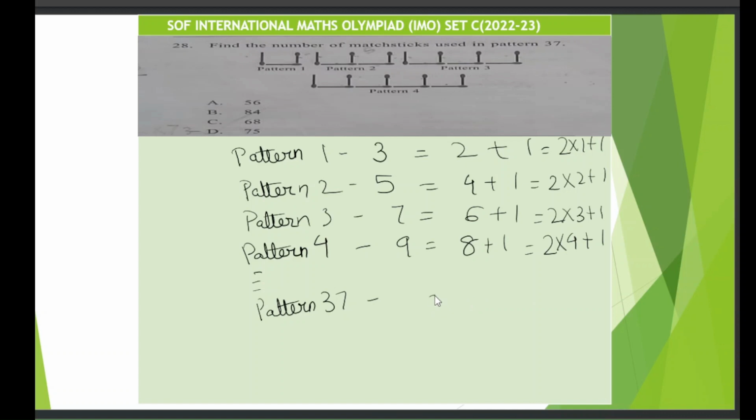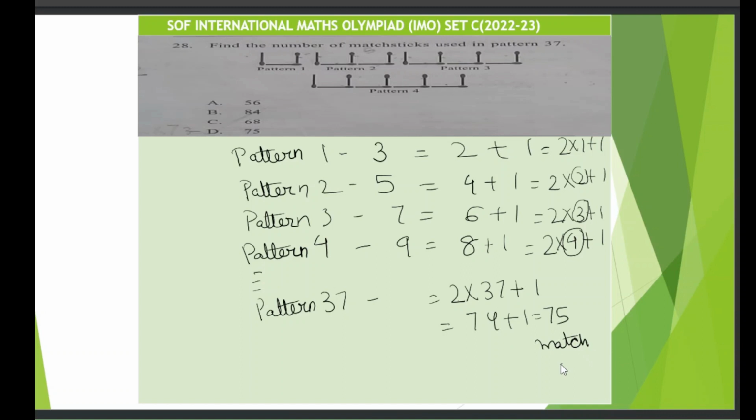So for that, it will be 2 into 37 plus 1, right? Because see, pattern 3 has got 2 into 3 plus 1, 3 for pattern 3. Pattern 4 has got 2 into 4. The common point is that for 4, we are multiplying 2 with 4. For pattern 3, we are multiplying 2 with 3. Similarly, for pattern 2, we are multiplying 2, and so on. So for pattern 37, we should multiply 2 with 37. So 37 into 2 is 74 plus 1. So it will be 75 matchsticks, right?